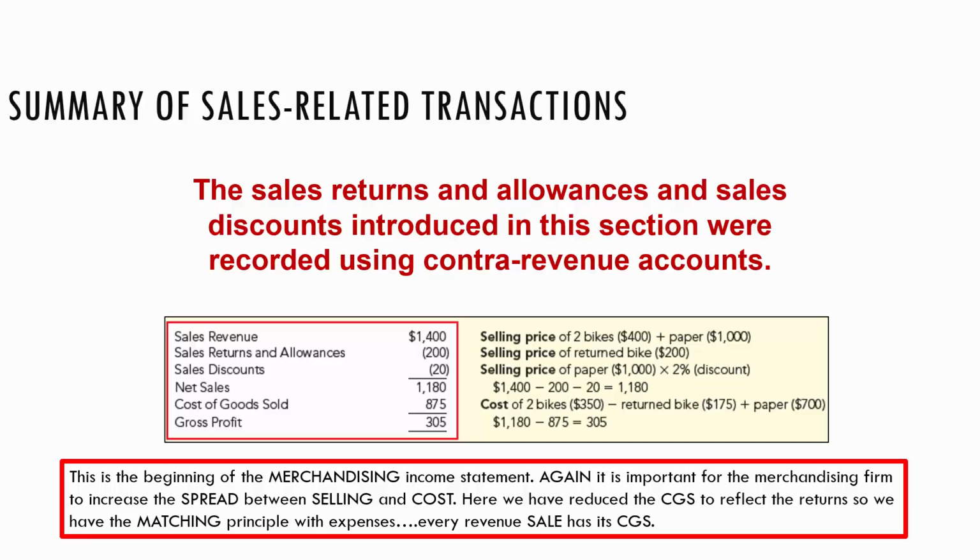Cost of goods sold also needs to be adjusted. It needs to be adjusted for the fact that this returned bike happened. And we also have costs associated with several items. We have the two bikes and then we have the paper. So the cost of goods sold in here comes from two sources and it is reduced for the item that was returned. This gets us down to gross profit. So again, the important thing in a merchandising firm is to emphasize the difference between their sales, net sales, and cost of goods sold and the gross profit.